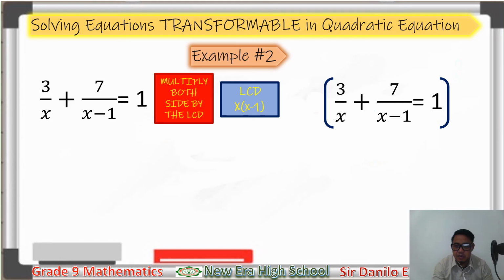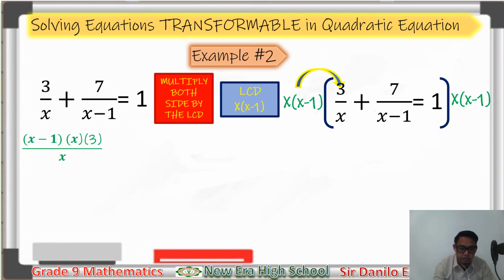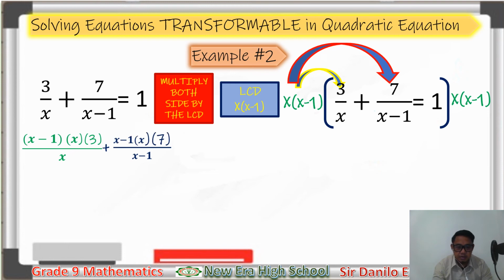So, again, multiply lang natin yan. Both sides of the equation. So, x times x minus 1. Multiply natin. It should be equal to x minus 1 times x times 3 all over x. The next one will be 7 times x minus 1 all over x minus 1. And then the last one will be x squared times minus x times 1. Okay? Saan galing po yung x squared? Minultiply na natin ito. X times x, that's x squared. Then x times negative 1, that's negative x. Okay?